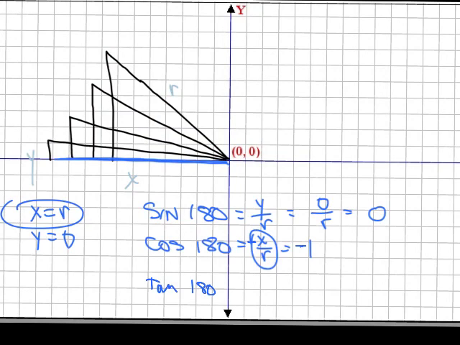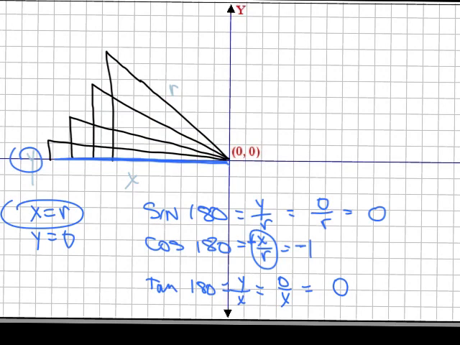So let's look at tangent. Tangent of 180. I don't care how long y is. I don't care how long x is. I know y at 180 degrees is going to be 0, and it doesn't matter what x is. Our answer is going to be 0 for the tangent of 180 degrees. So you can do that for all of these.